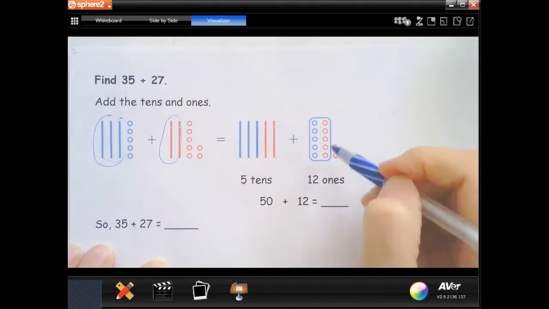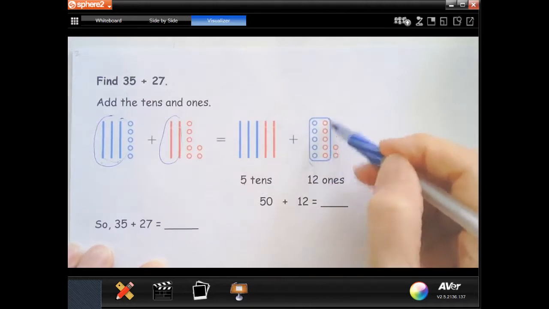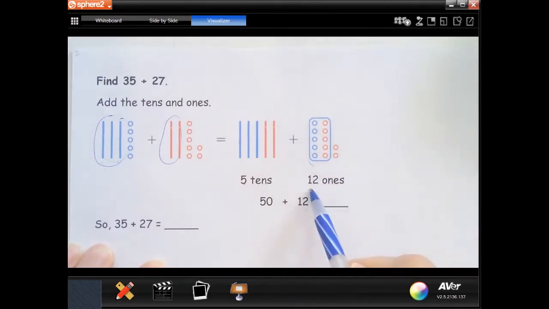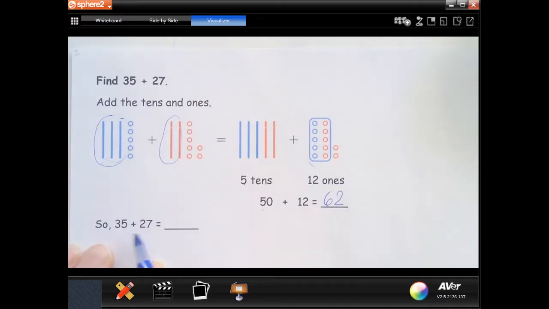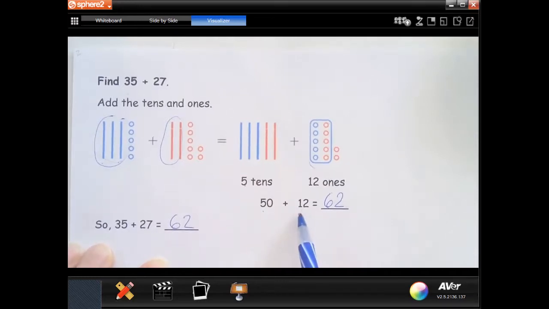And then look, we were able to make another 10, and we can see there's 12 ones. So now 5 tens is 50. 12 ones is 12. So now I can add 50 and 12 because 50 is a friendly number. 50 plus 10 is 60, plus 2 equals 62. So 35 plus 27 equals 62 because 50 plus 12 equals 62.